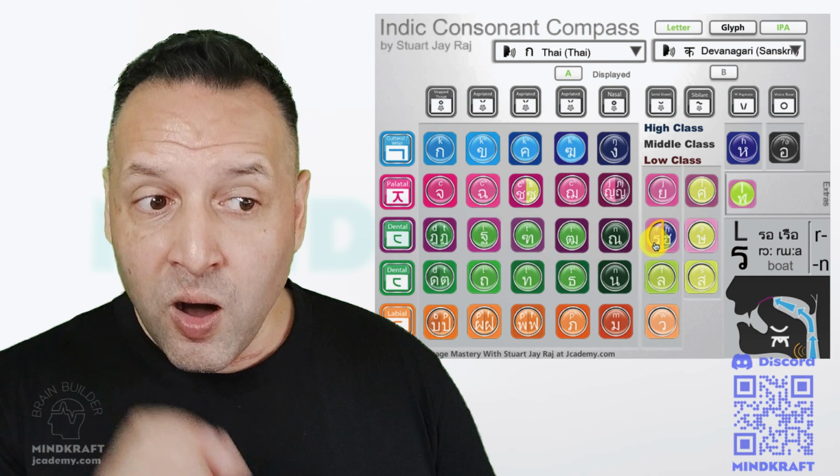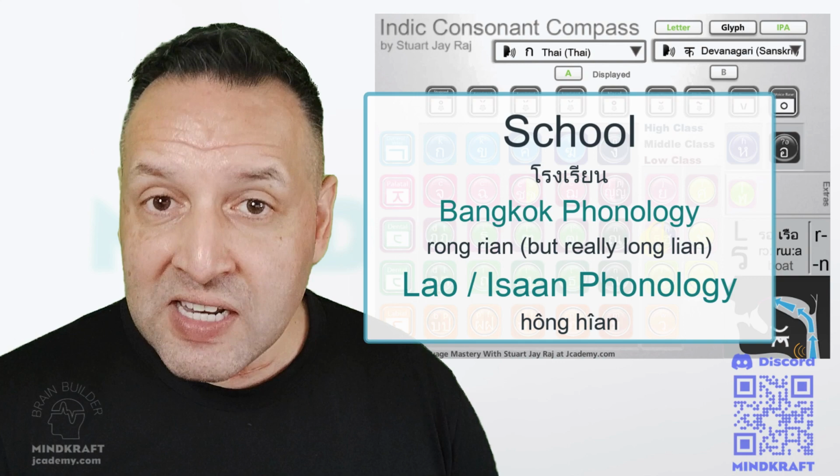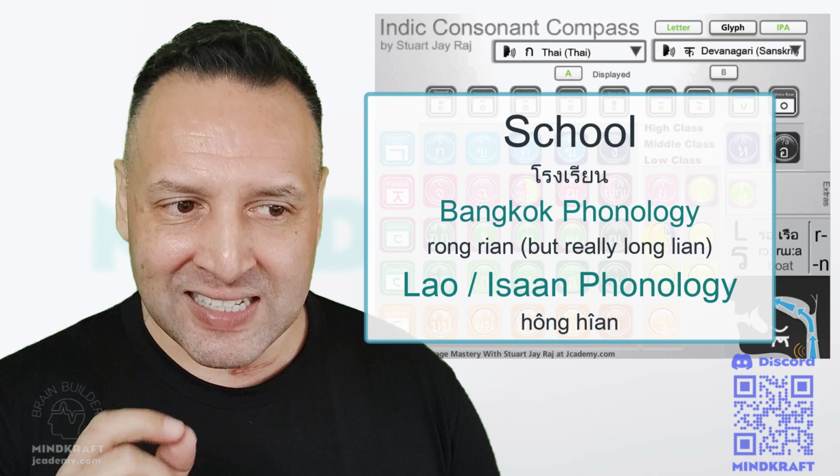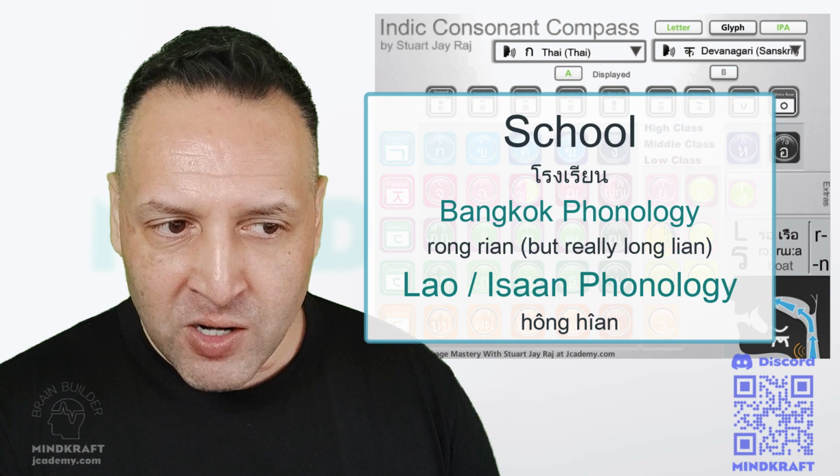Ho. So if I wanted to say school in modern Thai, I would say rong rien, which I wouldn't really. I'd say long rien, because traditionally there was no actual r sound in Thai. This was forced in. So long rien actually sounds more like an L in Bangkok Thai, but in Isan it is hong hien, as it is in the north. And so are we going to change the actual Roman letters, maybe?